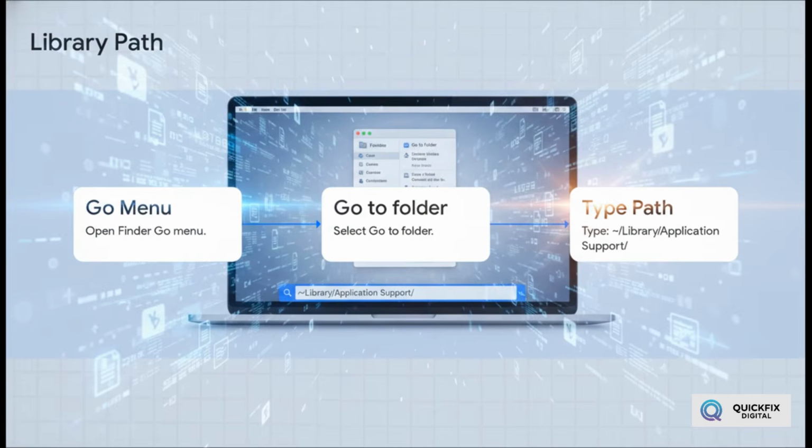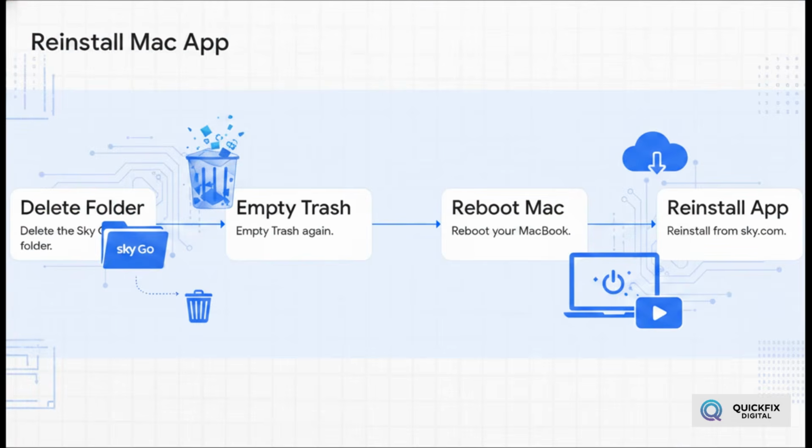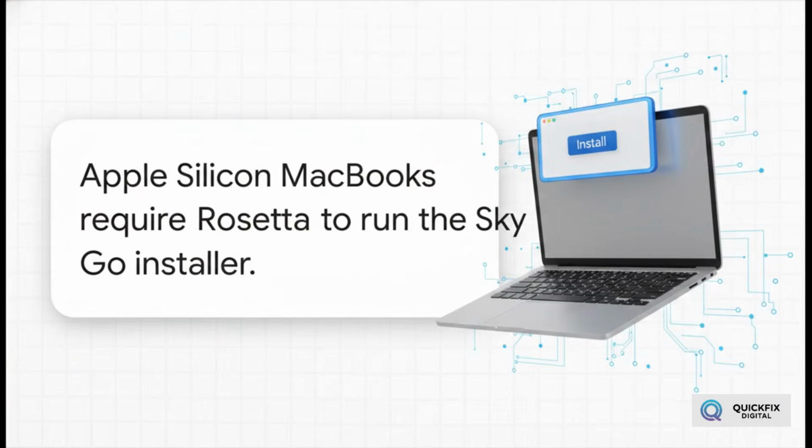To clear leftover app data, just open the Go to Folder menu and enter this exact library path. Delete the SkyGo folder you find there, empty your trash, reboot the Mac, and download the app. One absolutely crucial detail for Apple Silicon Macs, you gotta click Install when prompted for the Rosetta environment.